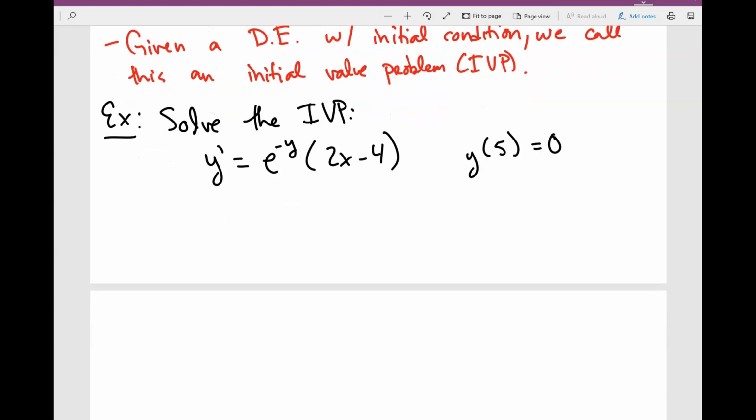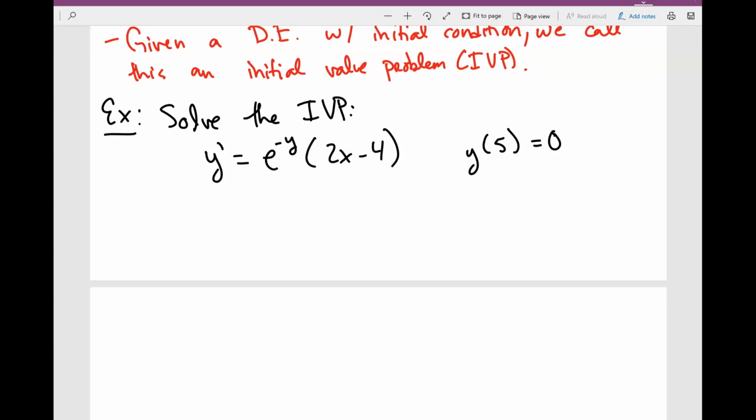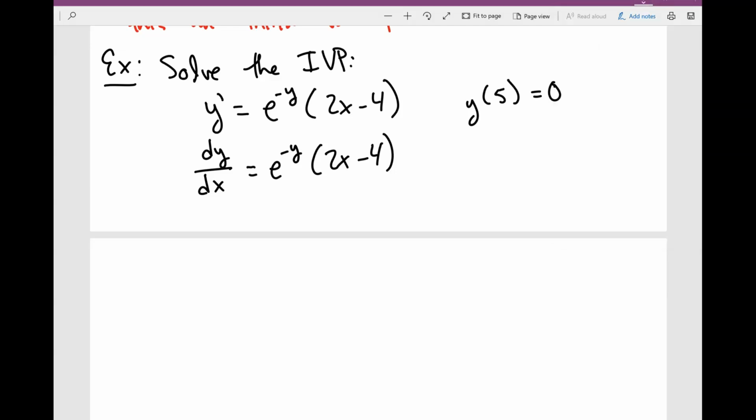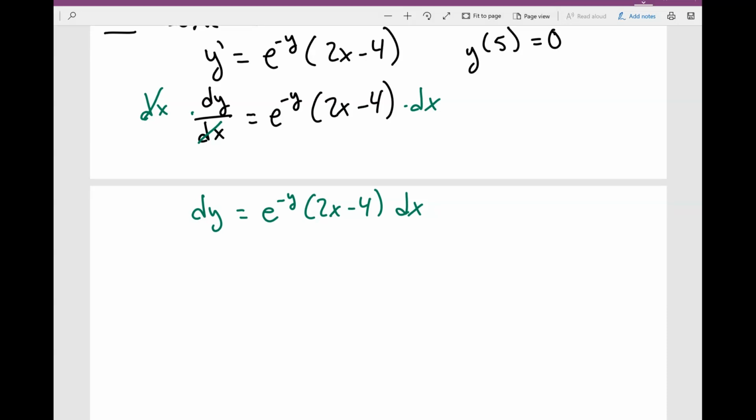All right, so now let's go ahead and solve this differential equation. When you're solving differential equations, it's maybe easier to write it as dy over dx instead of y prime. That way it's easier to separate the variables. So dy over dx is equal to e to the negative y times 2x minus 4. The first thing I want to do is move the dx over, so I'm going to multiply both sides by dx. That's going to cancel this out, so you're left with dy is equal to e to the negative y times 2x minus 4 dx. Now what we want to do is move all the y's over, so let me divide by this e to the negative y.